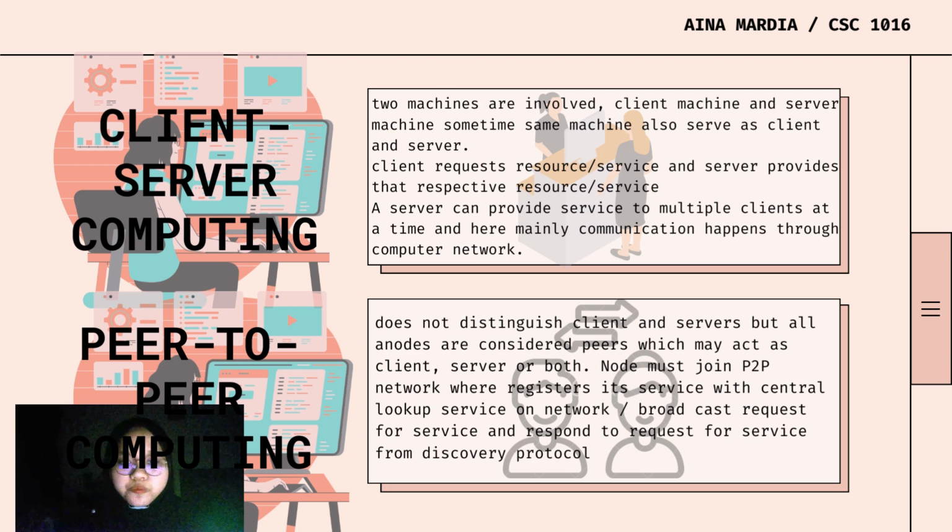There is also peer-to-peer computing, which is another model of distributed system, and peer-to-peer does not distinguish between clients and servers. Instead, all nodes are considered peers, and each may act as client, server, or both. A node must join the peer-to-peer network, and it has to register its service with a central lookup service on the network, or broadcast requests for service and respond to requests for service by a discovery protocol.